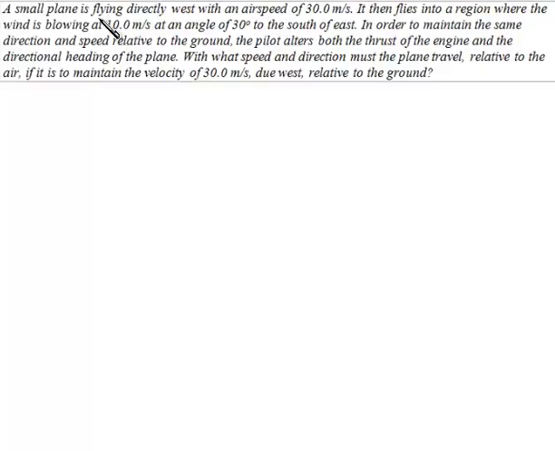A small plane is flying directly west with an airspeed of 30 meters per second. It then flies into a region where the wind is blowing at 10 meters per second at an angle of 30 degrees to the south of east. In order to maintain the same direction and speed relative to the ground, the pilot alters both the thrust of the engine and the directional heading of the plane. With what speed and direction must the plane travel relative to the air if it is to maintain the velocity of 30 meters per second due west relative to the ground?